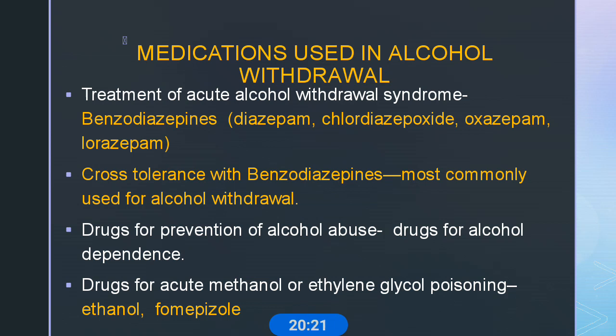What are the drugs used for the prevention of alcohol abuse? Usually drugs used for alcohol dependence can also be used in alcohol abuse. For acute methanol or ethylene glycol poisoning, ethanol and fomepizole are used. Fomepizole is a good alcohol dehydrogenase inhibitor.